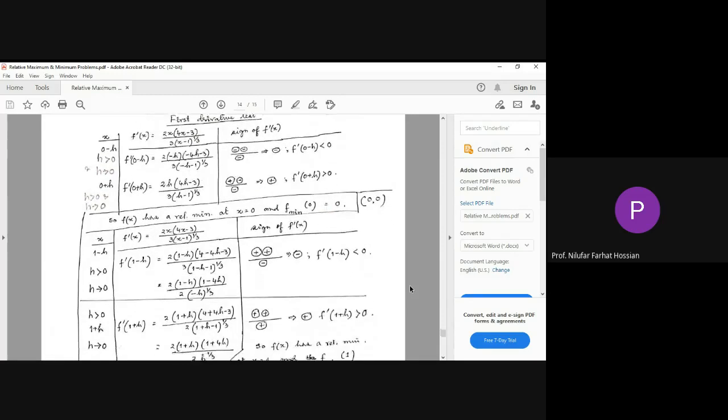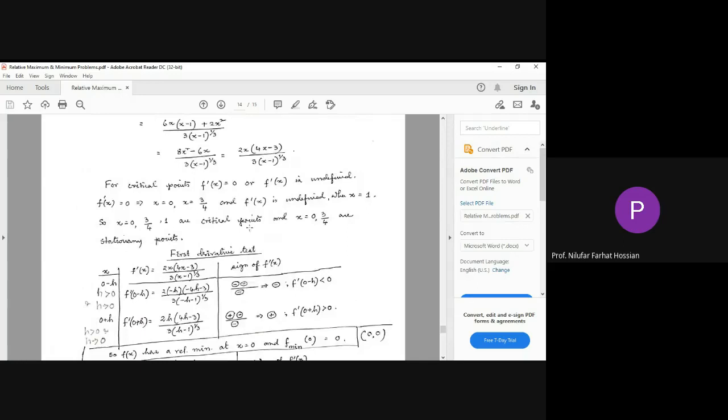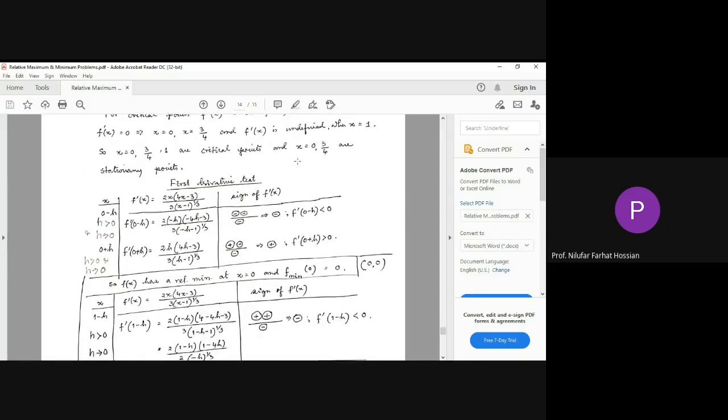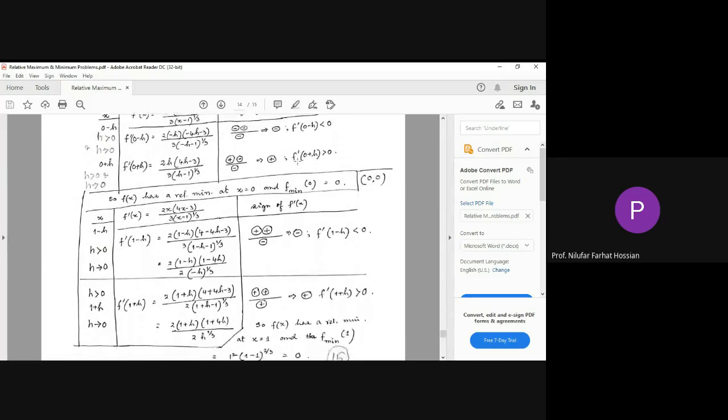Now you take x equal to 1, because another point was x equal to 1. I avoided the second derivative test because it is a little complicated to find the second derivative of this function. That's why from the very beginning I have done the test with the first derivative test.